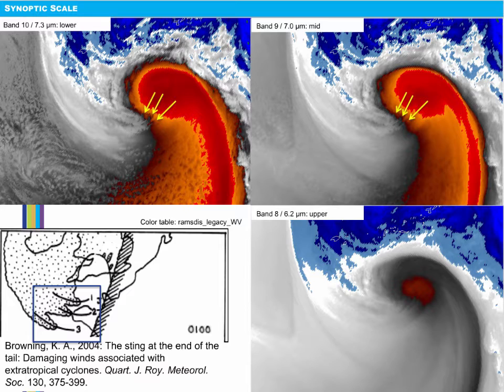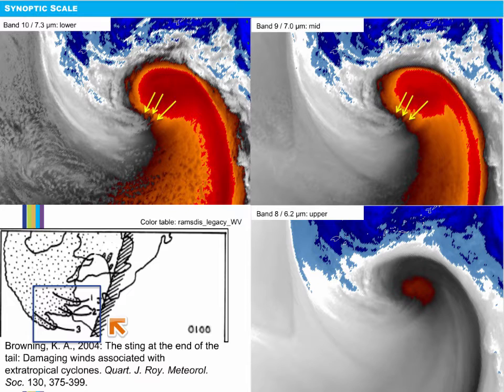Compare the conceptual diagram with the three water vapor bands. The conceptual diagram labels three banded cloud heads in a case over the UK, which I highlight in a blue box, while our example just happens to also depict three banded cloud heads. See the yellow arrows over the lower and mid water vapor images.